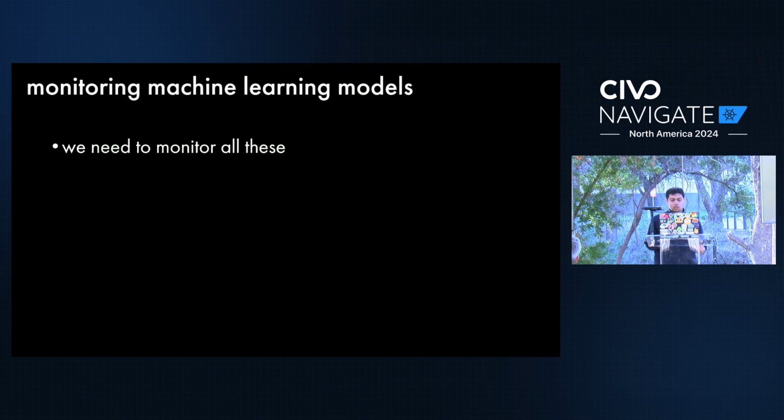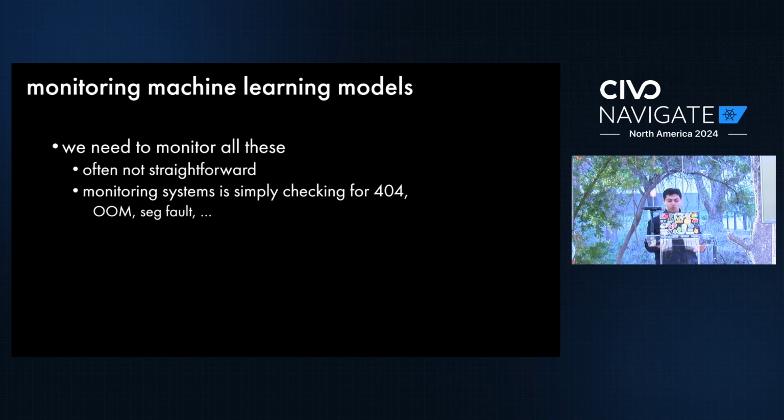So we want to monitor all of these effects while our model is doing some inference, and this is often not straightforward because, as I was saying, monitoring systems is simply checking for any of these. So can you use training metrics? It might be hard to directly use any training metrics that you have in machine learning models because you often never have the ground truth.